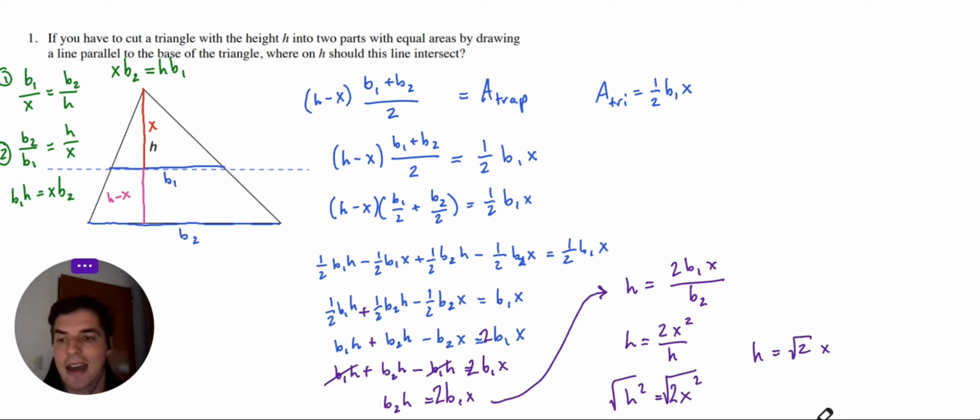So this x we had to define in order to do the problem. And whatever the length of that x is, let's say the height of that smaller triangle was 2, then the entire height would be 2 root 2. Or if the height of the smaller triangle is square root of 2, then the whole height would be 2. I think this was a bit of a challenging problem.